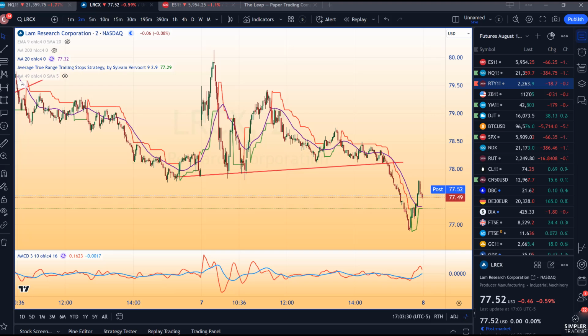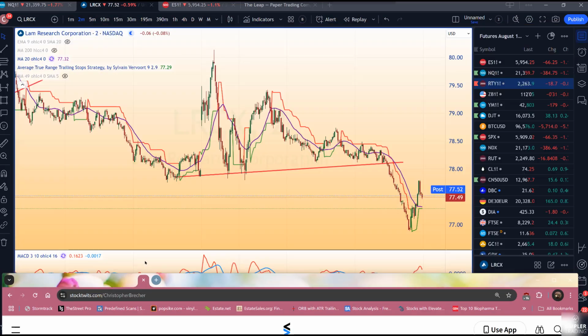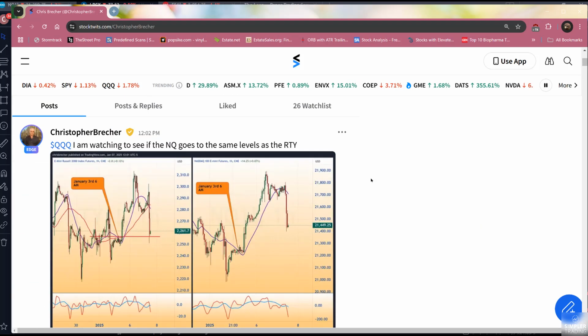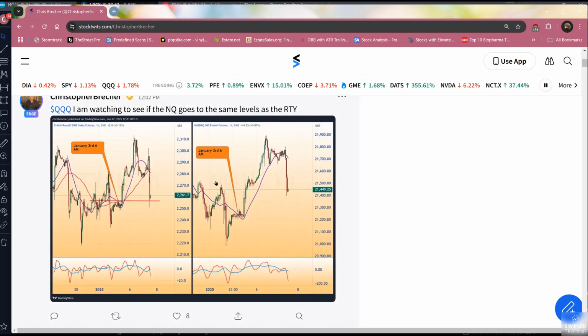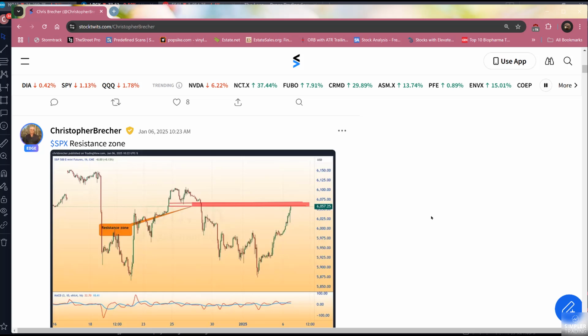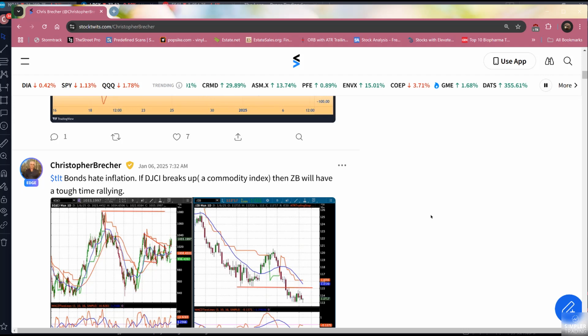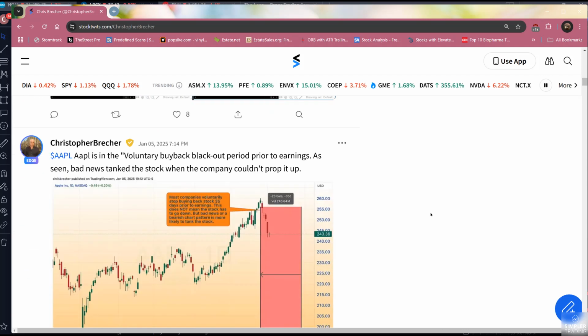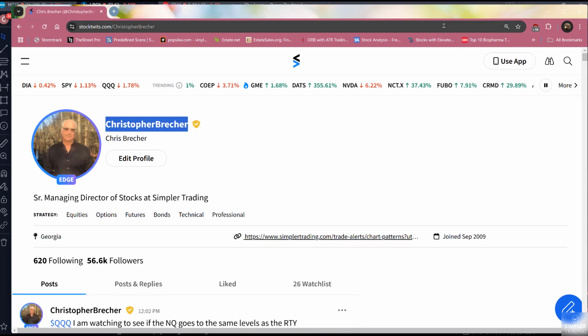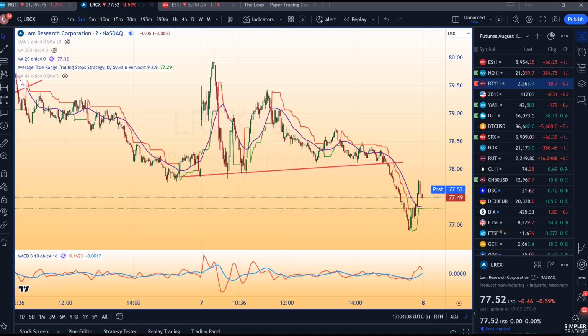And when you go to StockTwits, you're going to see a tremendous amount of posts, and you're going to see that I'm watching to see if the NQ goes to the same level of the Russell. Well, it did. Went down another 200 points. That was posted before it happened. Resistance zone, that was posted yesterday. Worked perfect. So I'm just telling you, I try to post good content. The key is the good content. And the more good content, the better my reputation, the more people that follow me.